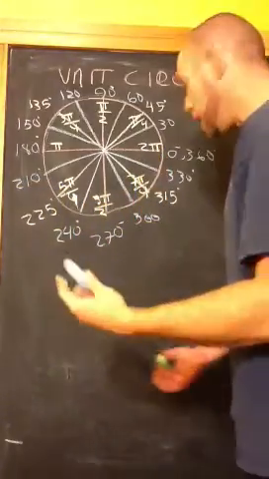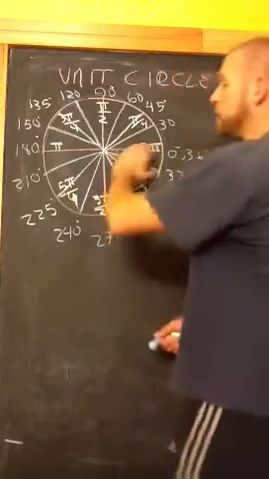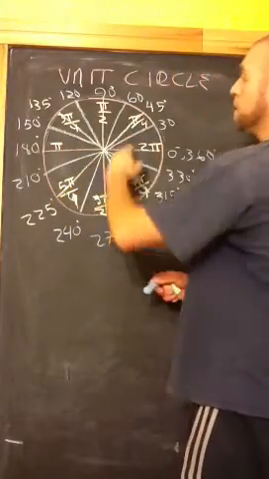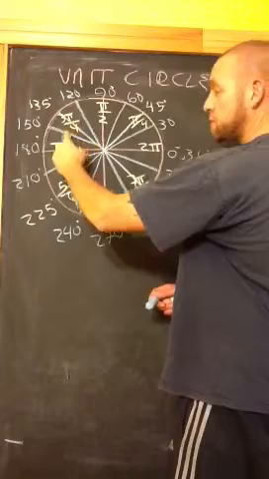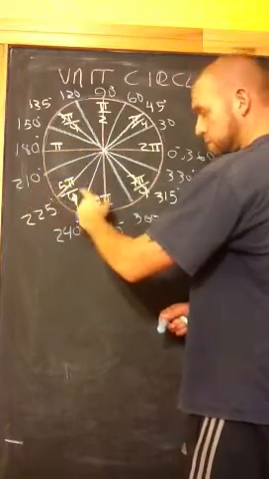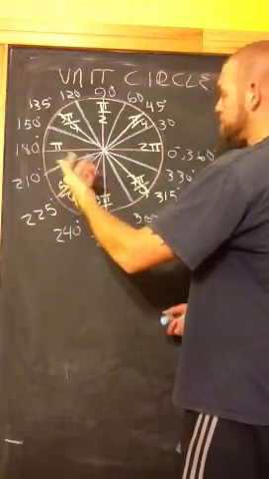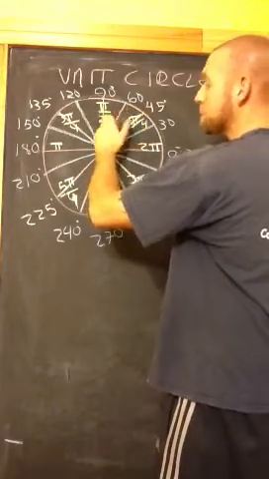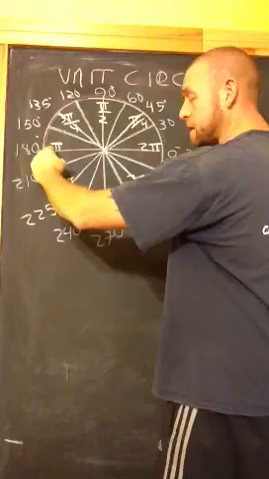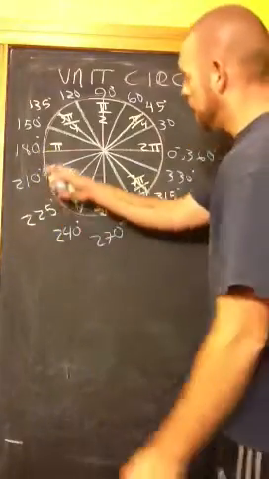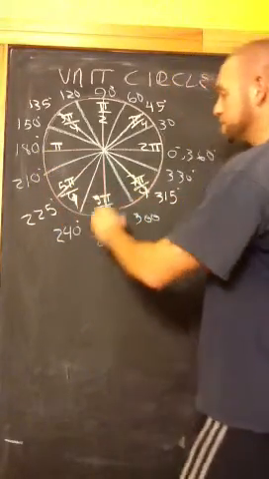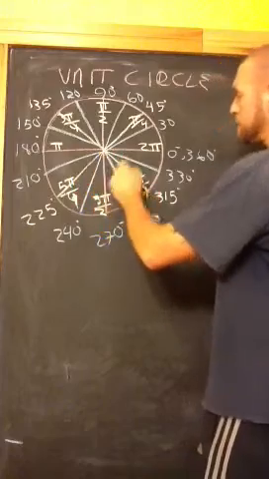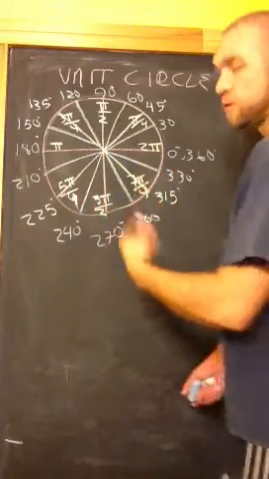Okay? And we're going to use a blue here, okay? Now we're going to count by sixths, okay? 1/6, 2/6, 3/6, 4/6, 5/6, 6/6, 7/6, 8/6, 9/6, 10/6, 11/6, and 12/6. 12/6 is 2, okay?